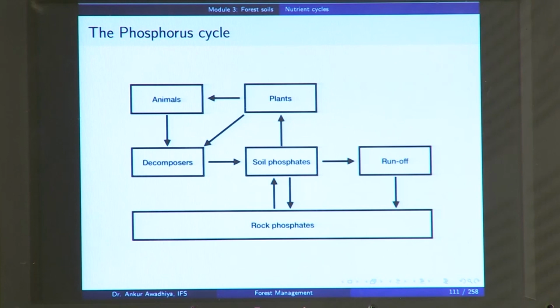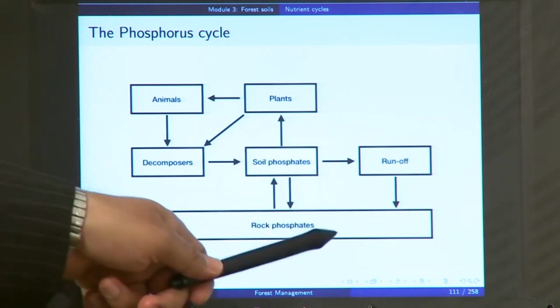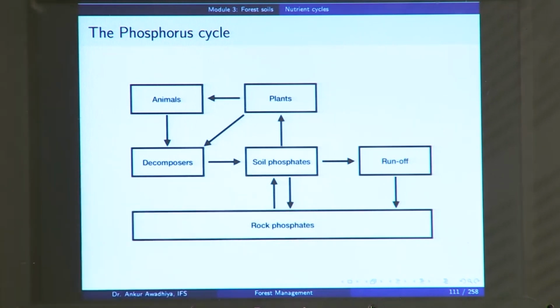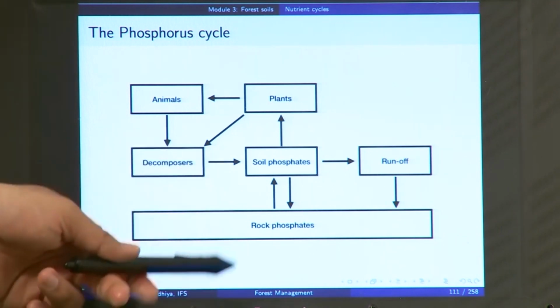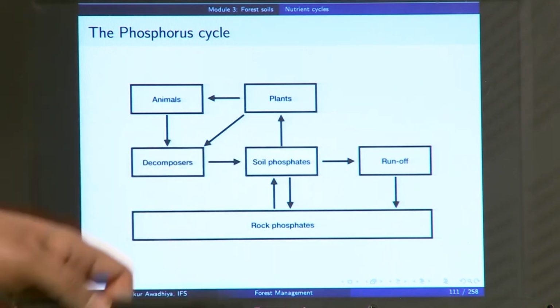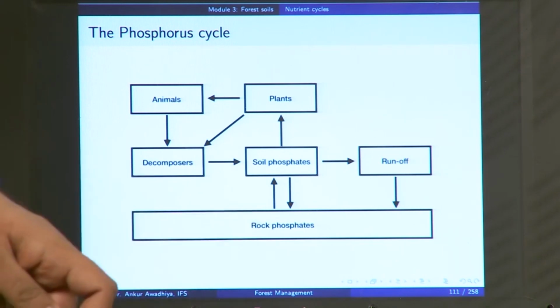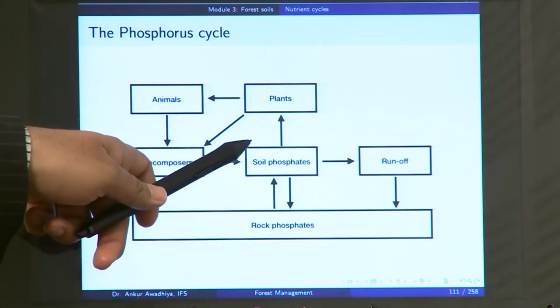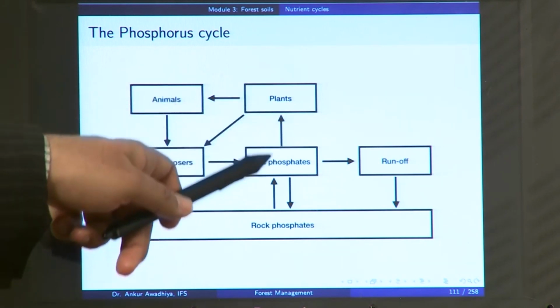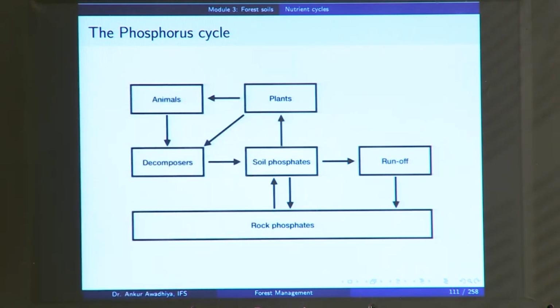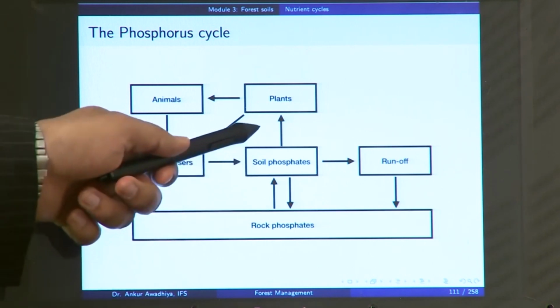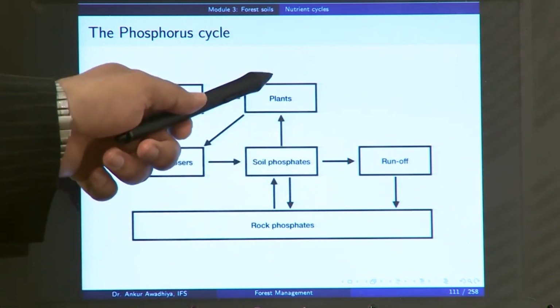Next, we have a look at the phosphorus cycle. In the case of the phosphorus cycle, you have rock phosphates. So, you have phosphates present in the form of minerals in different rocks. There is a one-to-one correspondence between rock phosphates and soil phosphates. These rock phosphates can get released and come into the soil phosphates, or these soil phosphates can get deposited in the form of rock phosphates. Once the phosphates have reached the soil, they can be taken up by the plants.